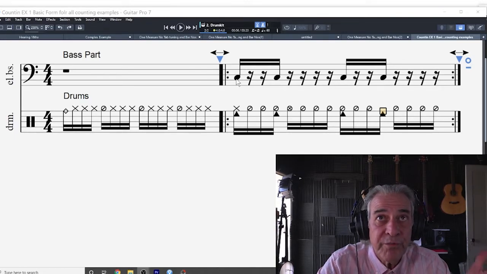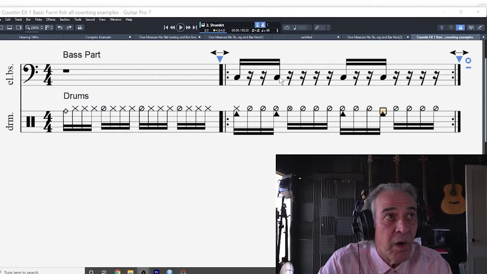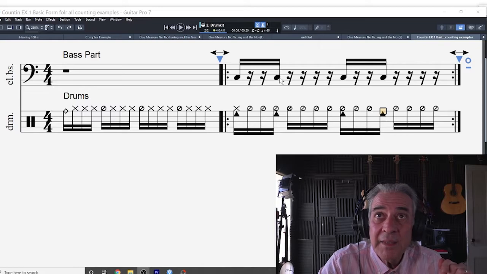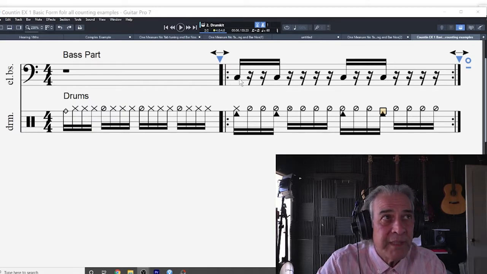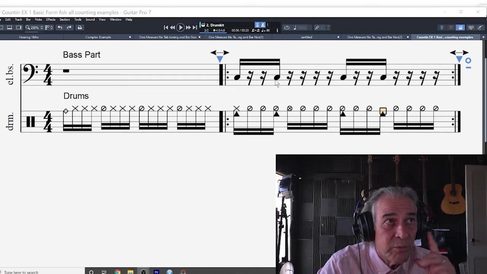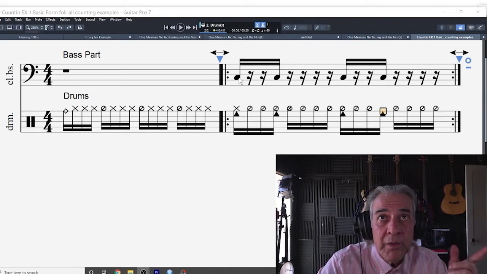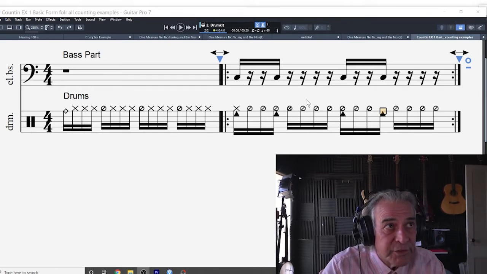You have a note on the first beat, and then a note on the "ah" of the first beat. On the first beat you have a note, and on the "ah" of the first beat you have a note. That's the way you would describe this: on the 1 and the "ah" of the 16th note. See?